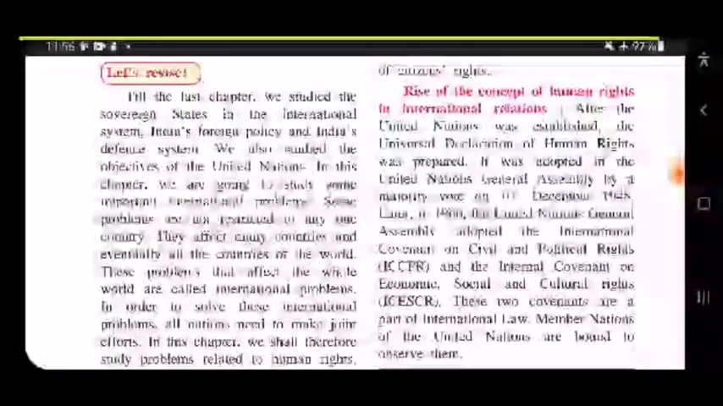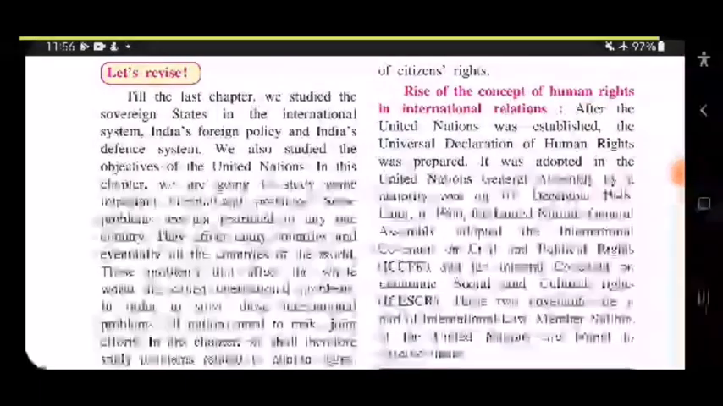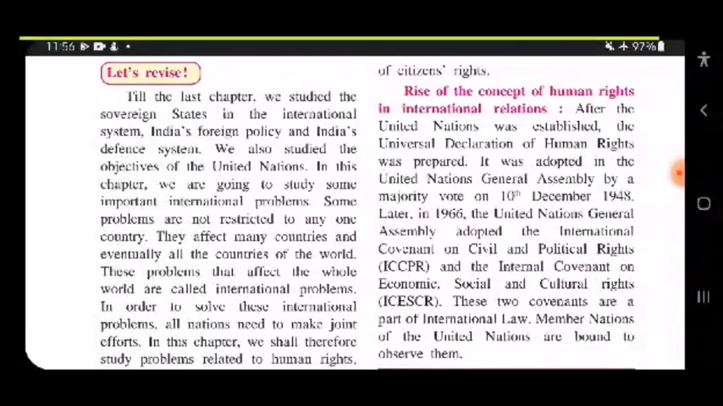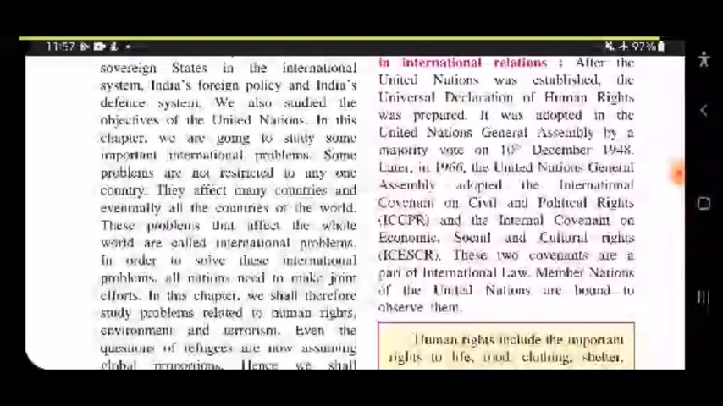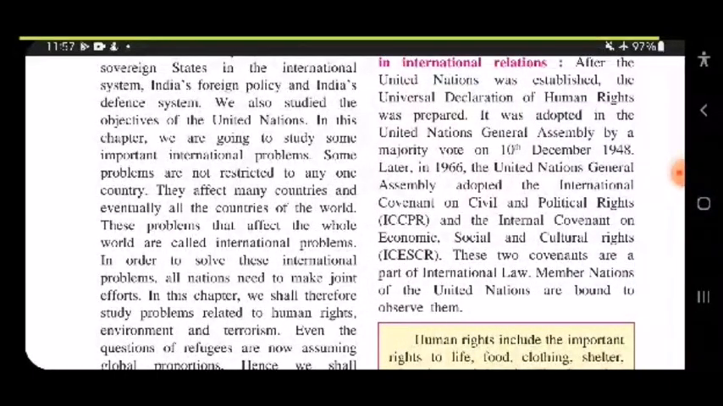Till the last chapter, we studied the sovereign states in the international system, India's foreign policy, and India's defense system. We learnt about all these in the previous chapters. We also studied the objectives of the United Nations. In this chapter, we are going to study some important international problems.